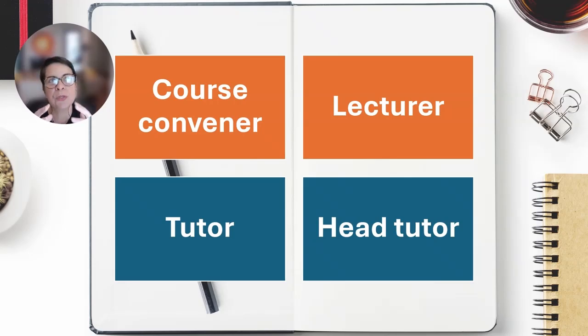So you can think of the course convener in many ways as the back end of the system, right? And the lecturer is the front-facing person who is there actually delivering the lectures. Usually they're the same person, but sometimes you might find the split.